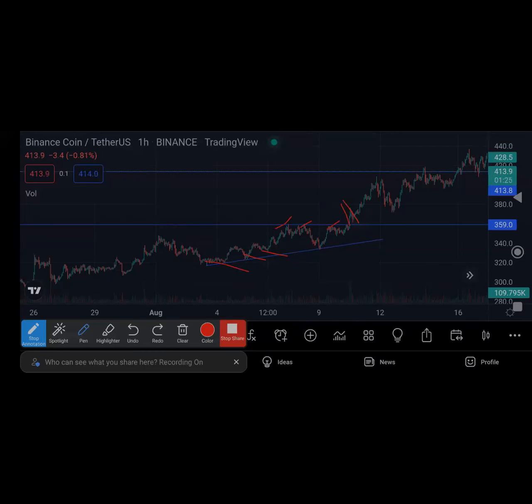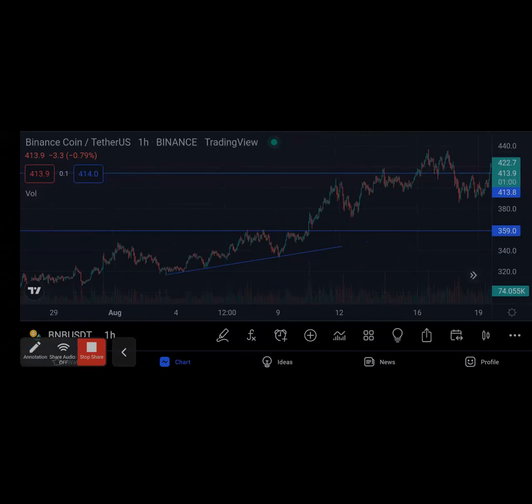Every test took place before the normal movement was performed. So this is an example of an ascending triangle in a real life chart example. And we were able to find this in less than 5 minutes.